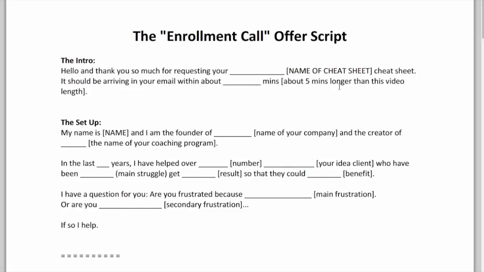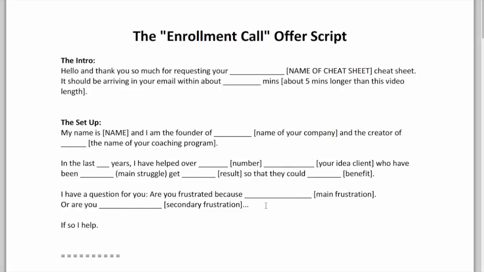So first is the enrollment call offer script. We break it down in a couple of sections. First is the intro, and essentially this is, hey, thank you so much for requesting your, and you're going to name your cheat sheet there, or name your magnet. So let's say your magnet is the trouble retention system, for the sake of the example that we've been using in the past. You'd say, hello, thank you so much for requesting the trouble retention system cheat sheet. It should be arriving in your email box within about blank number of minutes.